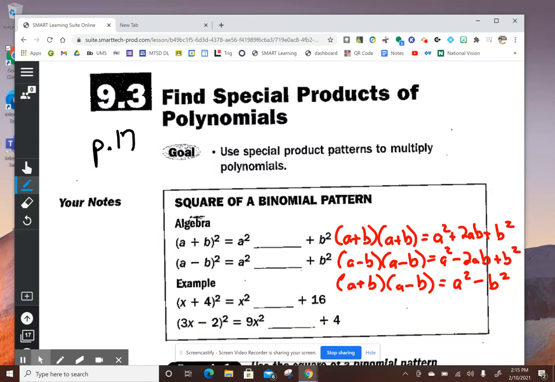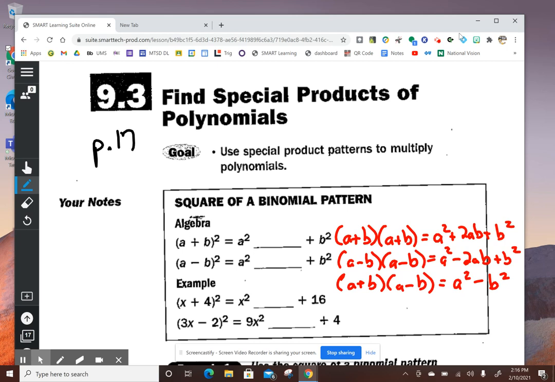Okay, if you turn to page 17, 9.3, today's lesson is going to be on special products of polynomials. Now, I'm going to show you the pattern for some special products, but if you forget the special pattern, you can always FOIL. So getting familiar with these special products will help you because the second half of the chapter, instead of multiplying, we're going to be factoring.